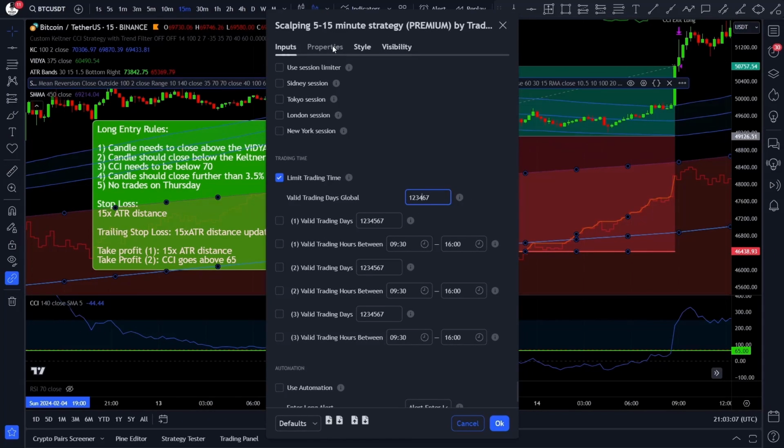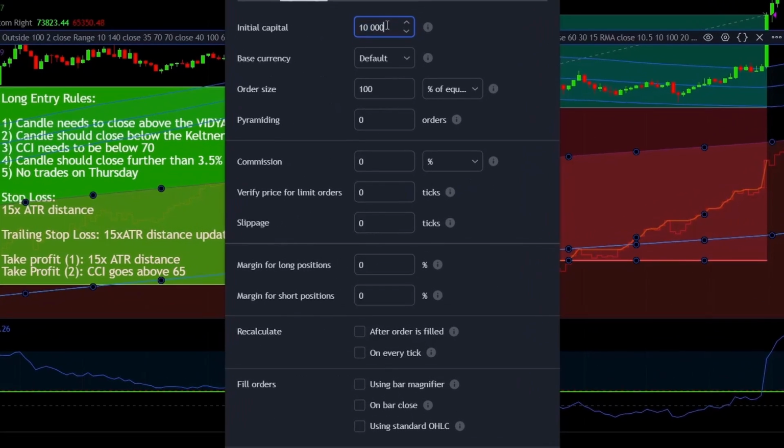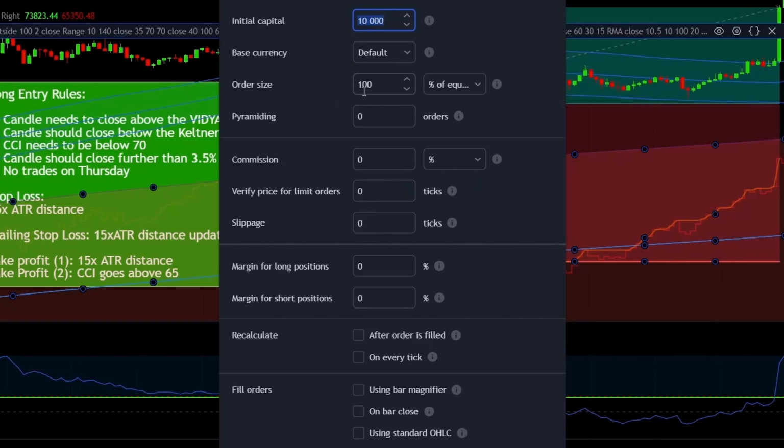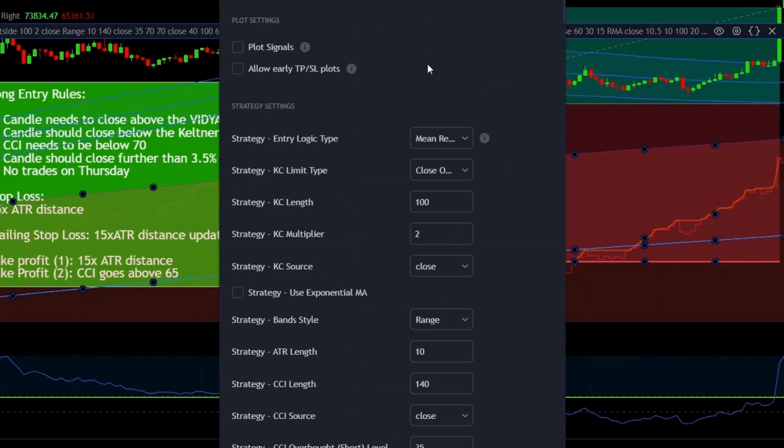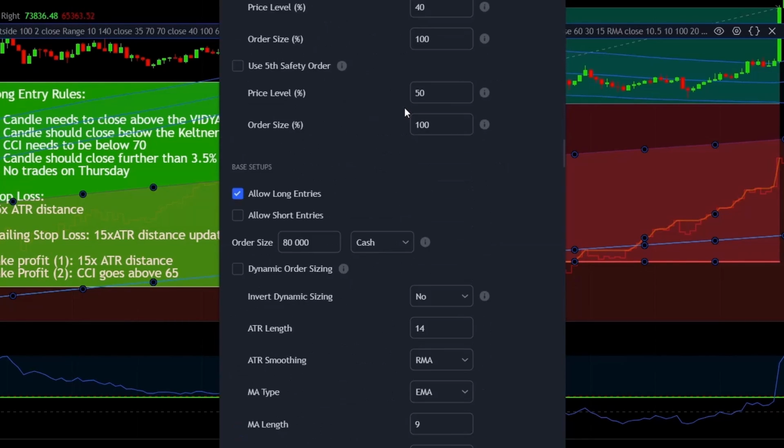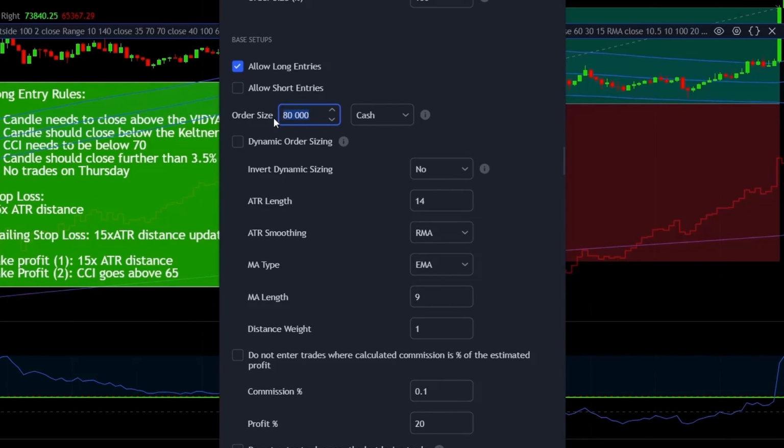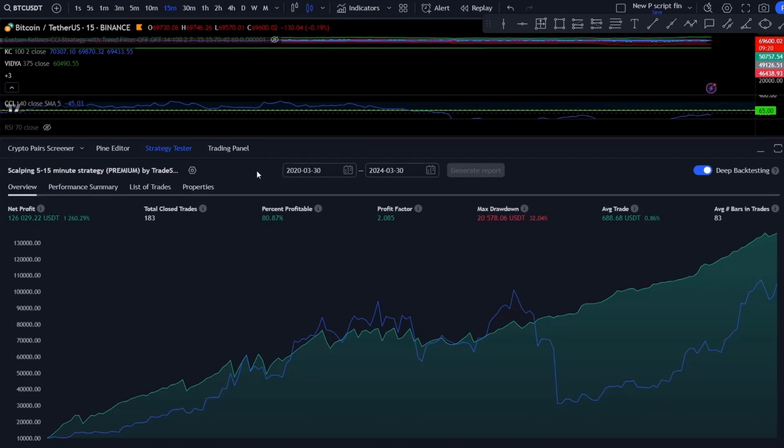Okay, and now comes what you've been waiting for, the backtest results. For this strategy, I am using a $10,000 initial capital, a 0.1% commission per trade, and a 2-tick slippage. Also, my position sizing is 80,000 per position, which means an 8x leverage as I am working with a $10,000 account. And here are the results. Well, just look at that equity curve.